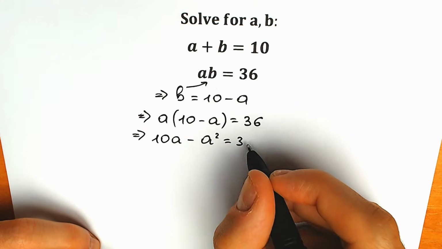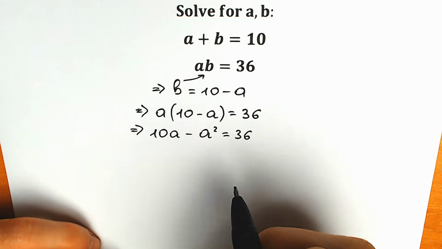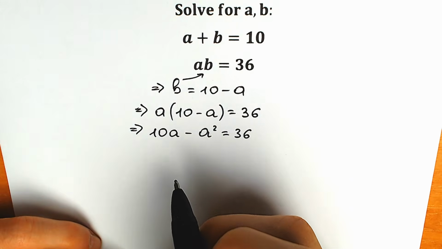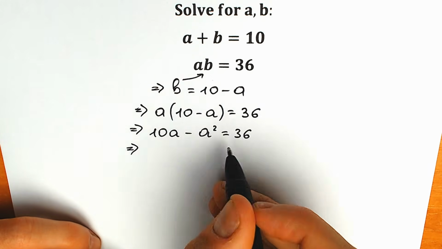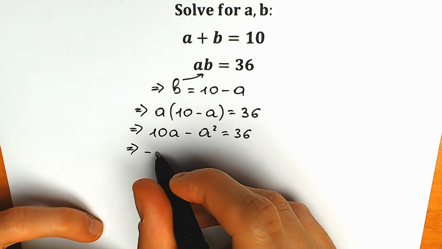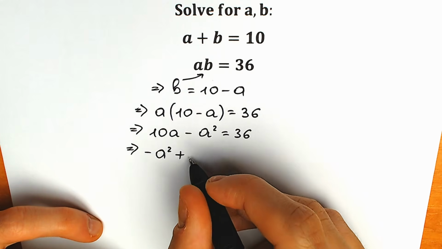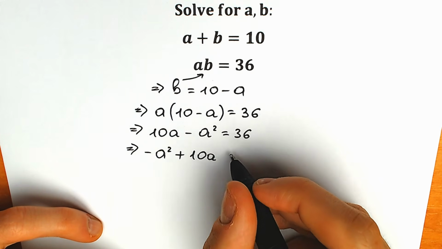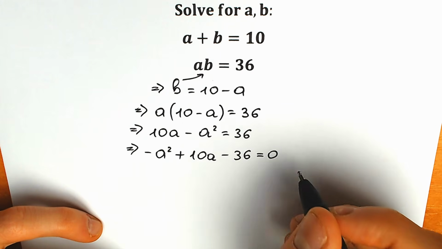equal to 36. Right now, let's change the order, because on the first side, this is a quadratic equation. Here we can easily simplify this quadratic equation. We have a square, we have a, we have a constant, but we didn't like this order, so we write minus a square in the first position, in the second position plus 10a, and in the third position minus 36 from the right side, so minus 36 equal to 0.